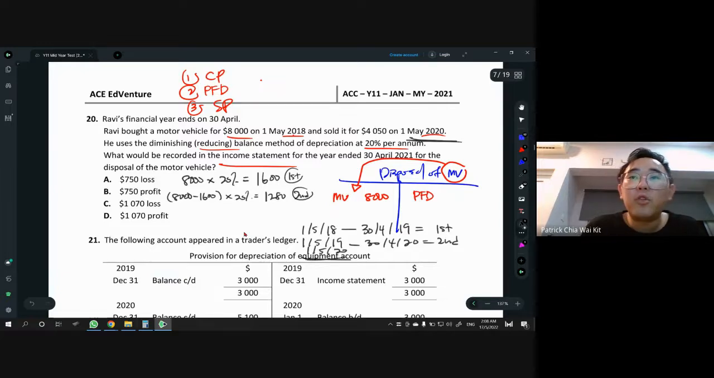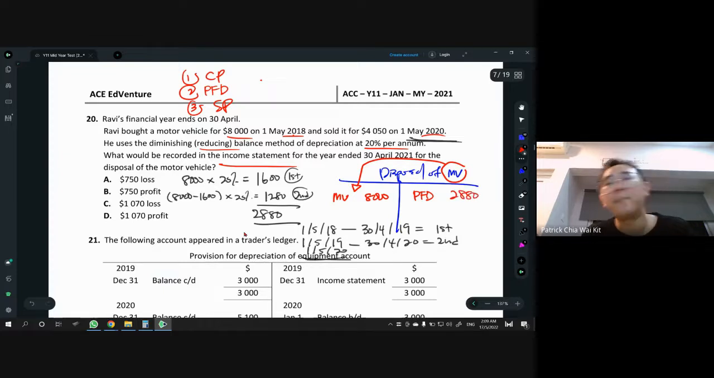So you see, PFD is for total depreciation. Therefore you have to add these two together. So 1,600 plus 1,280, you get 2,880. So that is our total depreciation. Total depreciation is 2,880.